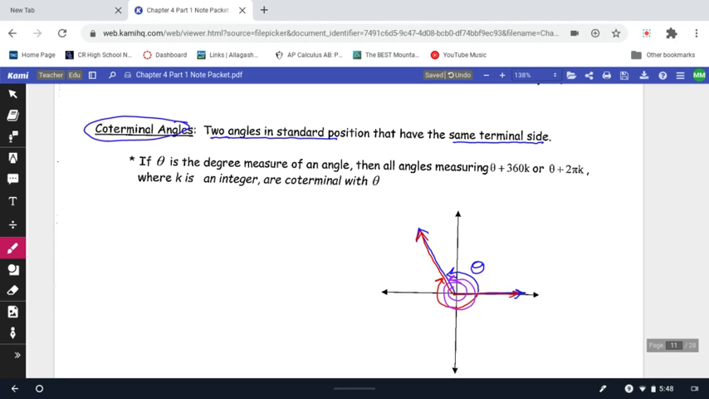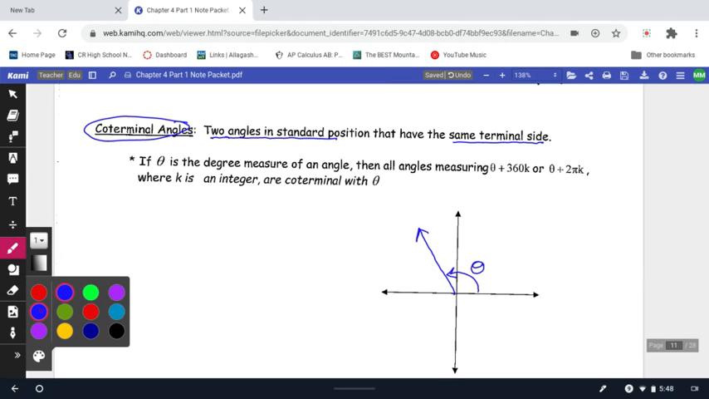Okay, so let me get rid of some of these arrows here. See if I can get rid of the red. Yes, can I get rid of this red? And I got rid of the blue. That's okay.